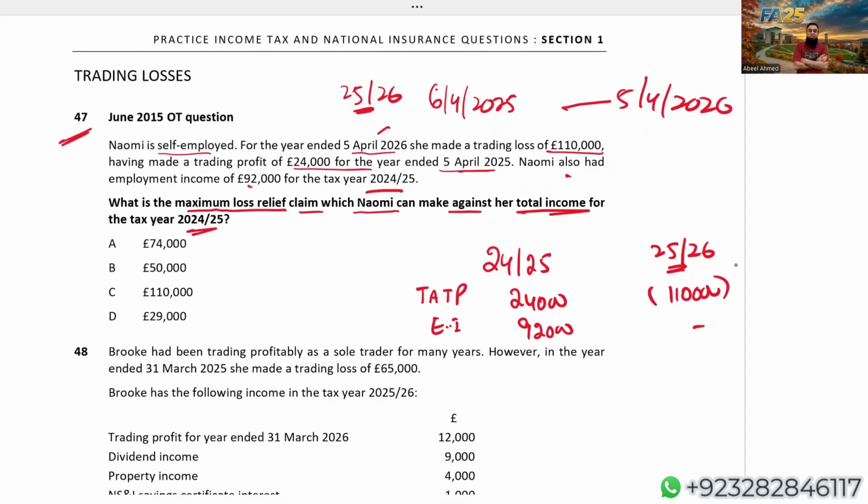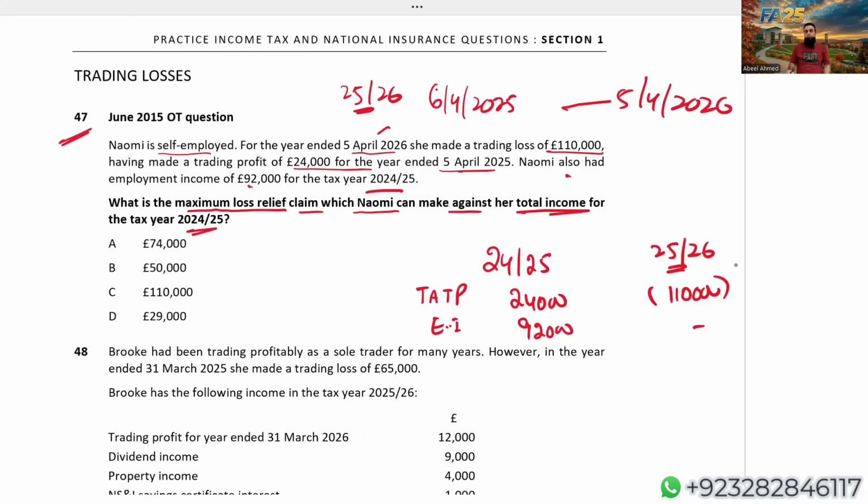Now listen to me carefully. Whenever we are setting off the loss against the total income, don't forget the restriction. The restriction says you can maximum set off the greater of £50,000 and 25% of adjusted net income, whichever is higher.